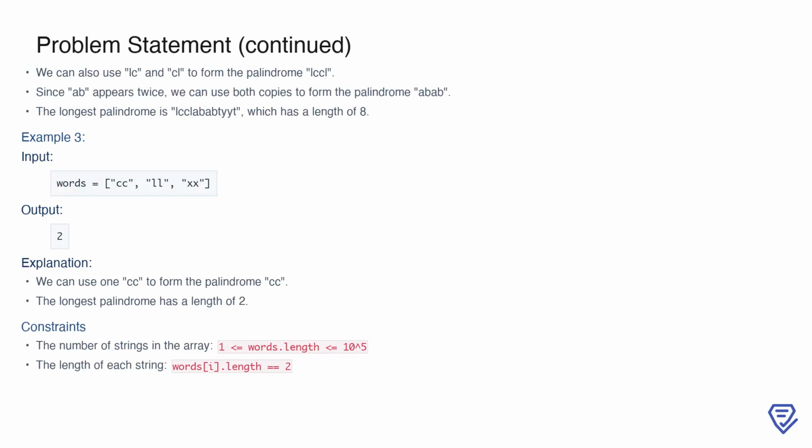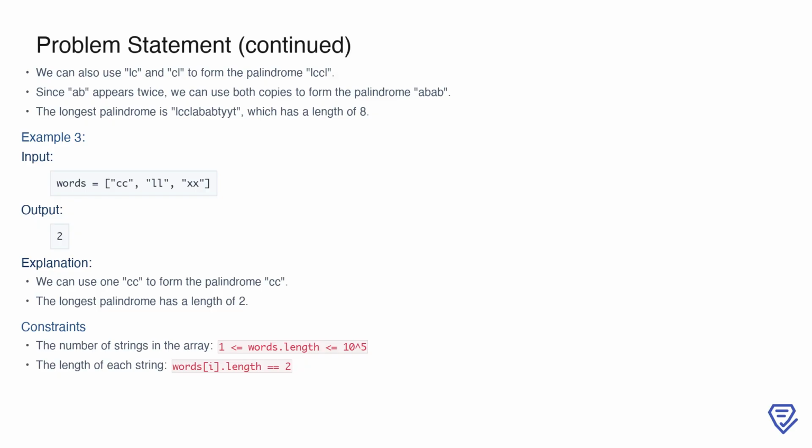Continuing with the third example, the input is CC, LL, XX, and the output is 2. Here, none of the strings have reverse pairs, but we can use one of the CC strings to form the palindrome CC. This gives us a total length of 2.